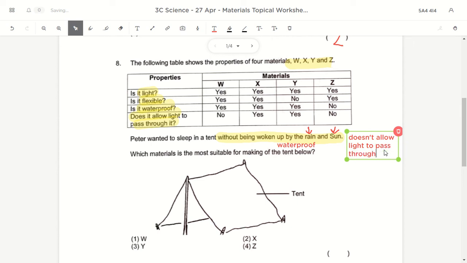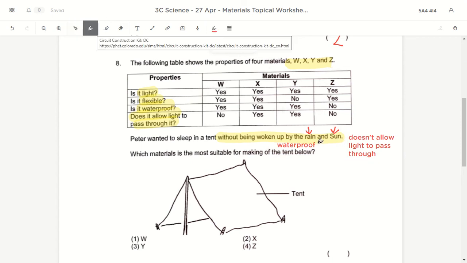Okay, imagine you can sleep until the afternoon, and yet you don't wake up because it is not very bright, since the sun doesn't come through the tent. So if I don't want to be woken up by the sun, I must make sure that the tent doesn't allow light to pass through. So these are the two important properties that I must have. One is being waterproof, two, it doesn't allow light to pass through.